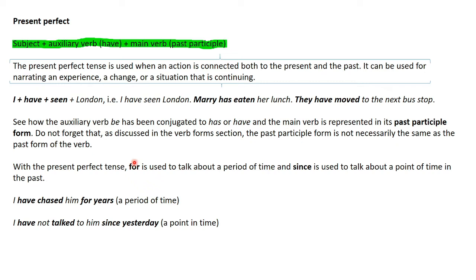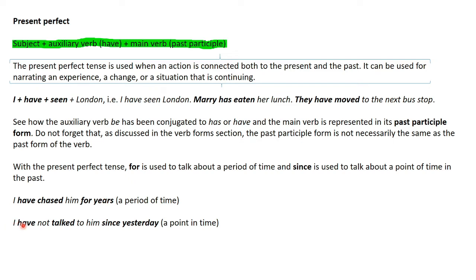Keep in mind that in the present perfect tense, for is used to talk about a period of time, and since is used to talk about a point of time in the past. Like when I say I have chased him for years. Now this is a period of time. I am telling that it has been years that I have been chasing him.